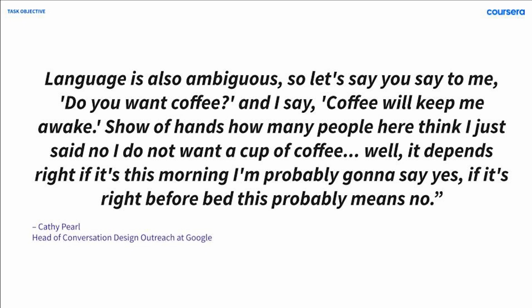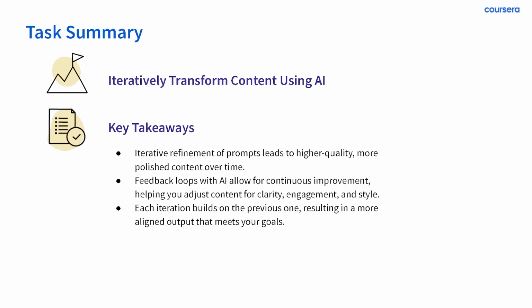If it's morning, probably yes. If it's bedtime, probably no. It's all about context." AI doesn't understand context unless you provide it. So the clearer and more detailed your prompts, the better your outputs will be. By the end of this task, you should have seen how using multi-strategy prompting and iterative refinement can elevate your content to the next level. You're moving beyond simple prompts and starting to craft them into tools that produce exactly what you need.